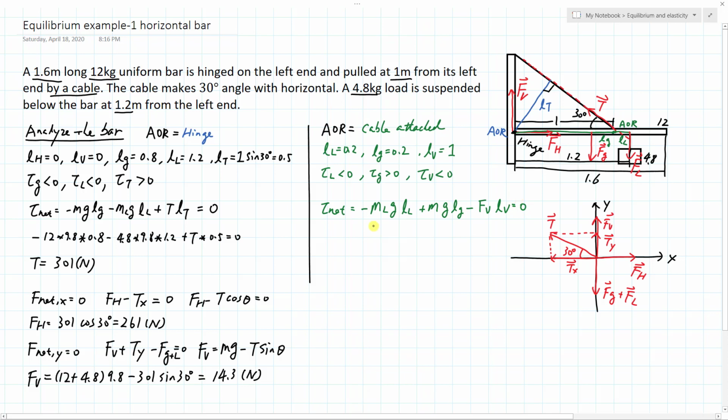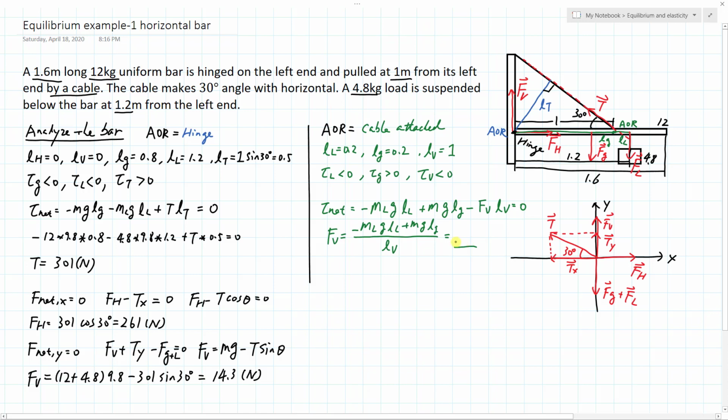And here we have this as unknown. Instead of tension, vertical force now is an unknown. So vertical force is equal to minus m load g L load plus m g L g, then divided by the lever arm of the vertical force. So now we can calculate the vertical force, and this is the same as before. But interestingly enough, by picking a different axis of rotation, we can find out different unknown forces first.